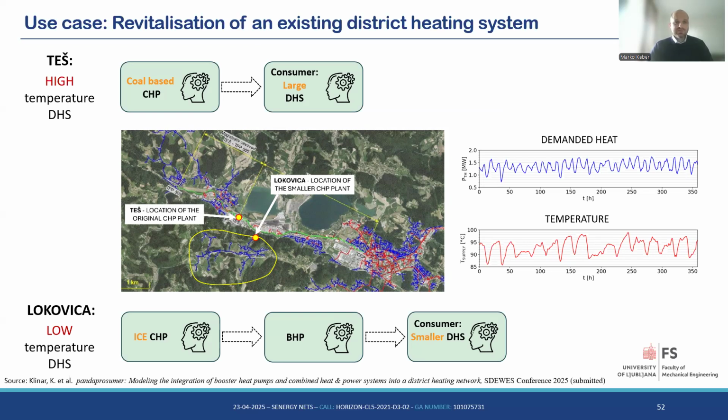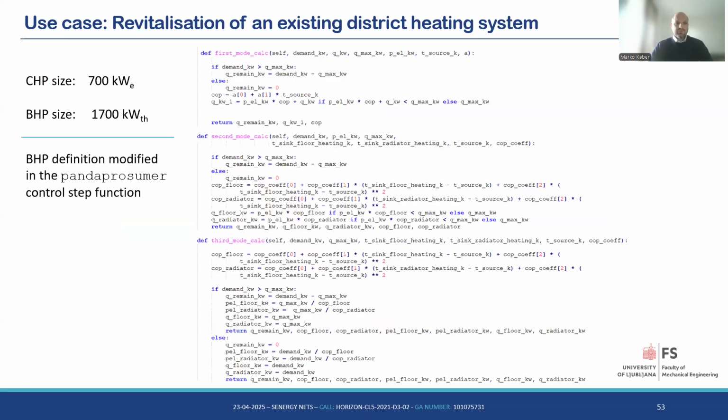The idea is to replace the bigger CHP plant with a smaller CHP plant, which will give us not just flexibility, but also reduce environmental impact. And we can easily use lower temperatures immediately from the source. Our approach was to use a 700 kilowatt CHP, which is included in pandaprosumer, and a much larger BHP size, so a much larger booster heat pump than the one you will find in pandaprosumer.